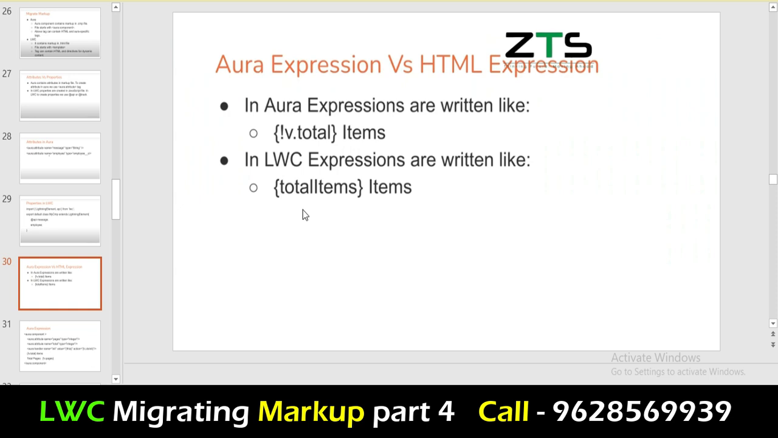In the expressions, I have already created an implementation of this. This is just HTML code where it is not defined, but in the JavaScript file I will define these expression variables. So it is the expressions. An Aura component uses expressions like v. and totalItems is the name of the expression. So v.totalItems is used in an Aura component, and this one, {totalItems}, is used in an LWC component.